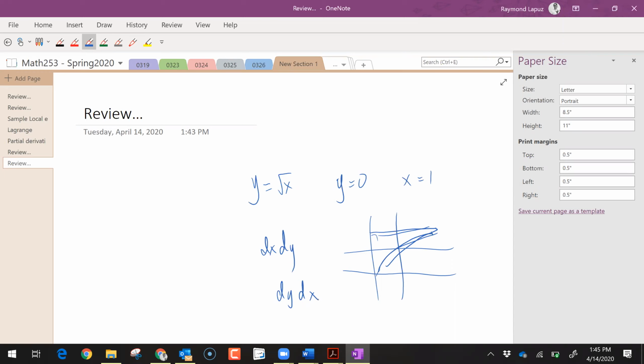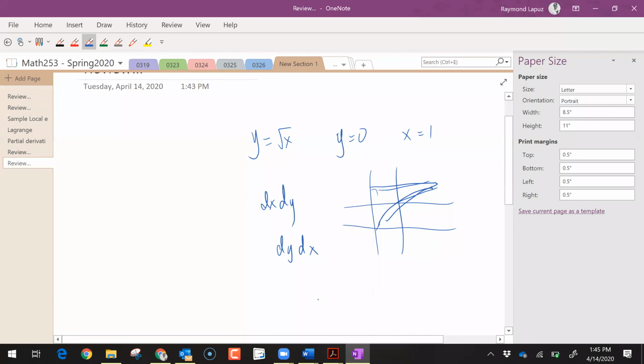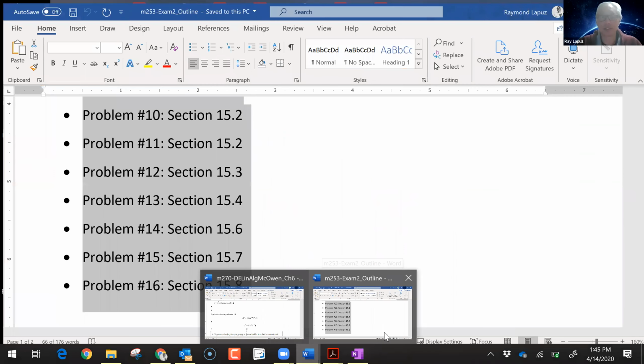Because if it's going through y, it's going to be 0 to root x. So the function is y equals x squared. Okay. So I'll make a note of that. I'll make notes for myself.